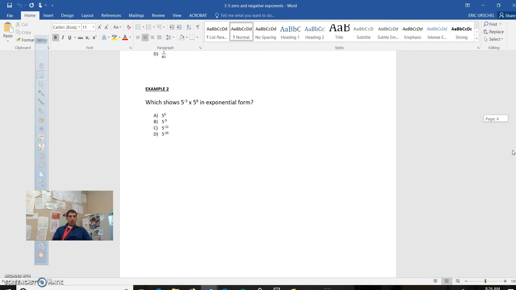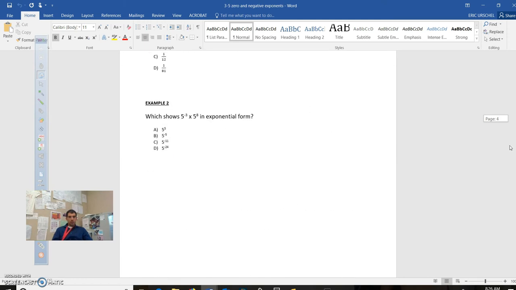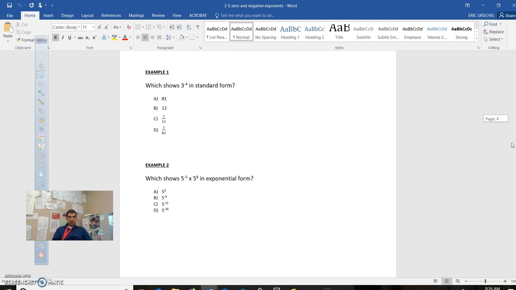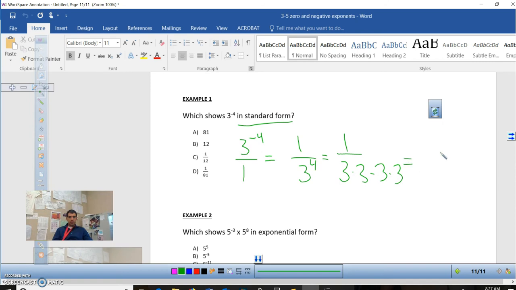Alright, welcome back. Hopefully, guys, you had a chance to do that partner work. Now we're going to talk about a few of these examples. Which of these shows 3 to the negative 4th in standard form? Remember, this is 3 to the negative 4th. So we flip it over, change the exponent to positive. So that's 1 over 3 times 3 times 3 times 3. So that would be 1 over 9 times 9, so 81. 1 over 81.